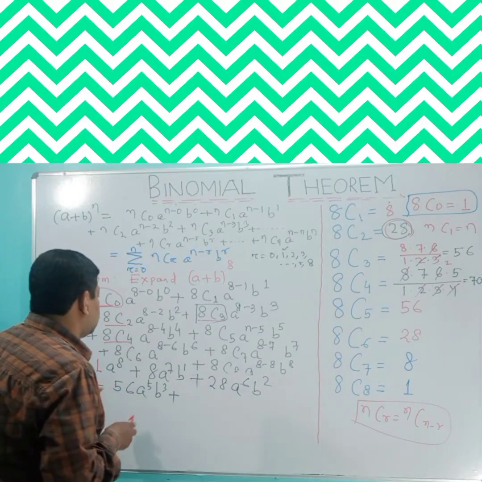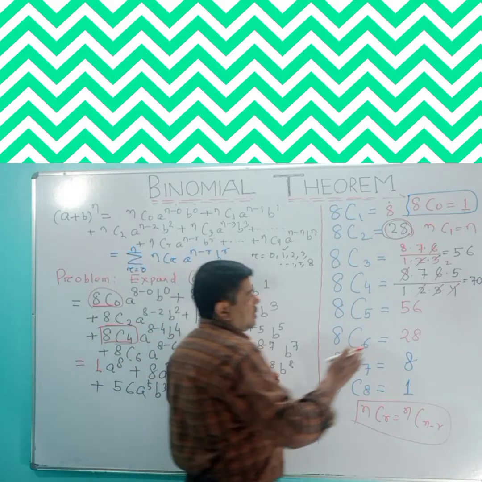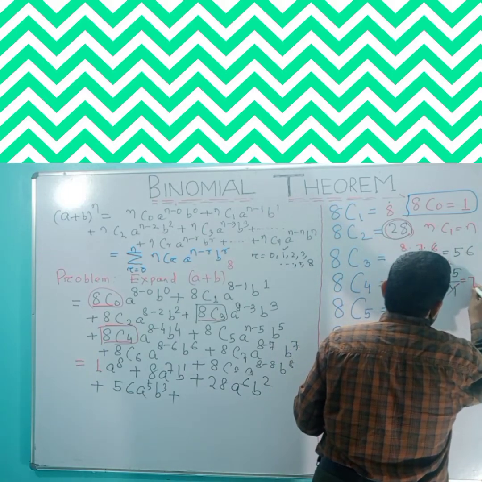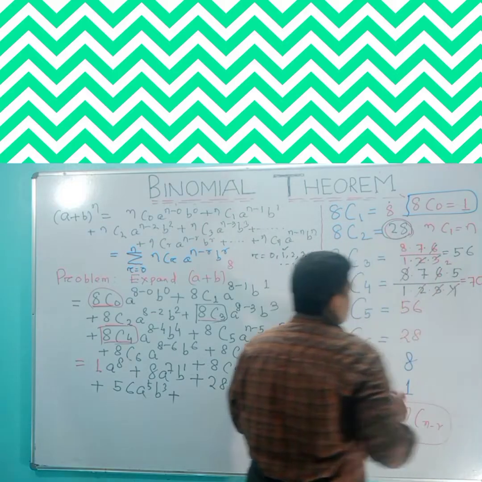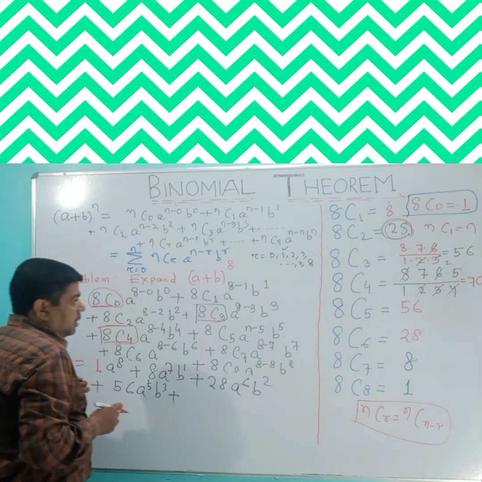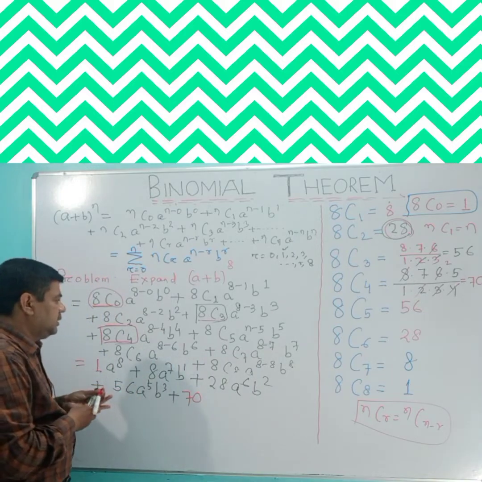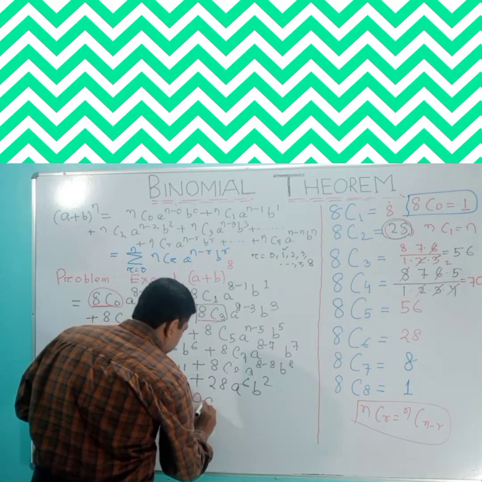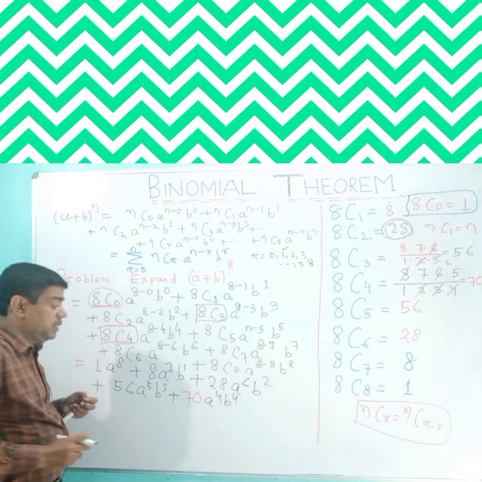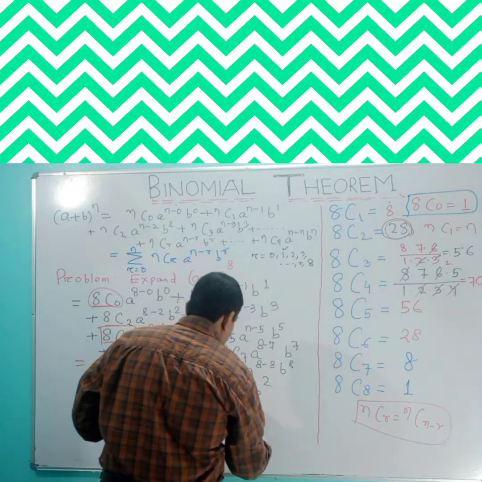Once again see, after 8C3 is 8C4, and the value of 8C4 is 70. Check the multiplication correctly: 5 tens plus 2 tens, 7 tens, is 70. This is 70, and a to the power 4, and b to the power 4. Naturally 4 plus 4 is 8. Here power of a is 4 and power of b is 4, and 4 plus 4 is 8. Is it clear?